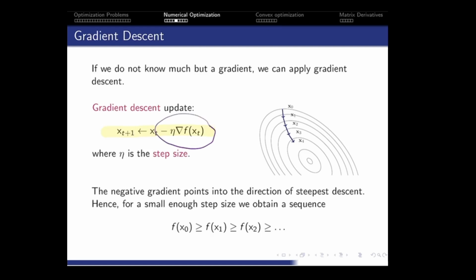So you always go in the direction where, locally, if you just look down, you see that, okay, here it goes down the most. So if we take a small enough step size, then we always go down a bit. And then we have again this at least non-increasing sequence of function values. And the visualization is given here. So I start at x0, and then I take one gradient step, then another, then another, and you see that after a sequence of steps we arrive here at the minimum.